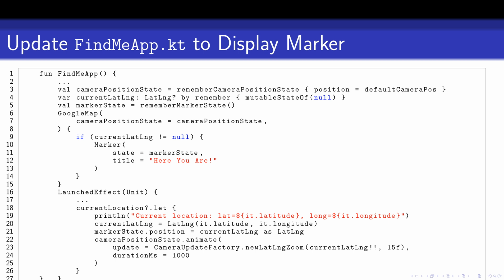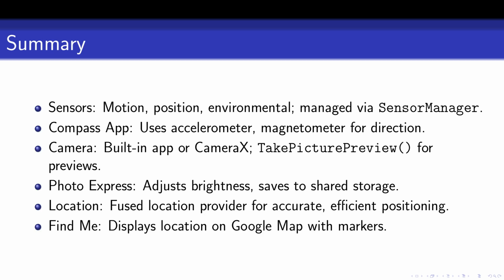In this module, we brought together several of the core Android features, sensors, camera, image manipulation, and location services into a cohesive and interactive set of mobile apps. We began by exploring the Android sensor framework and built a compass app using accelerometer and magnetometer data to detect orientation and magnetic north. Then we created the Photo Express app, which demonstrated how to launch the camera app, retrieve a photo, apply brightness filters using LightingColorFilter, and save altered images to shared storage using MediaStore.